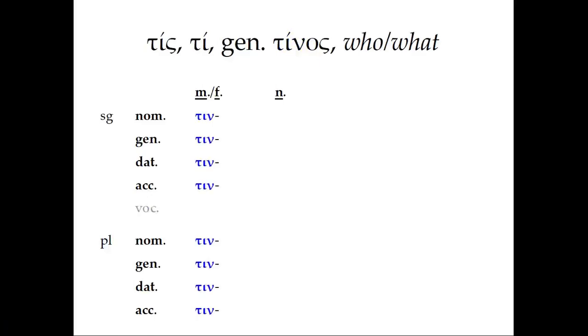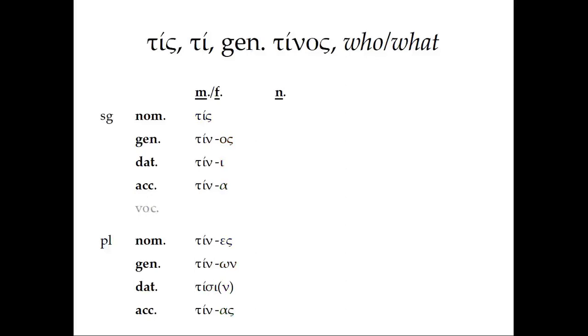Here we're just going to start with the masculine, feminine. We add our normal third declension endings here. And as we often see, especially with third declension nouns and adjectives of this type, that is with a stem ending in nu, we've got sound changes. The nu sigma in both the nominative singular and the dative plural change to just sigma. So that's where we get the tis in the nominative singular and the tisi or tisin in the dative plural.